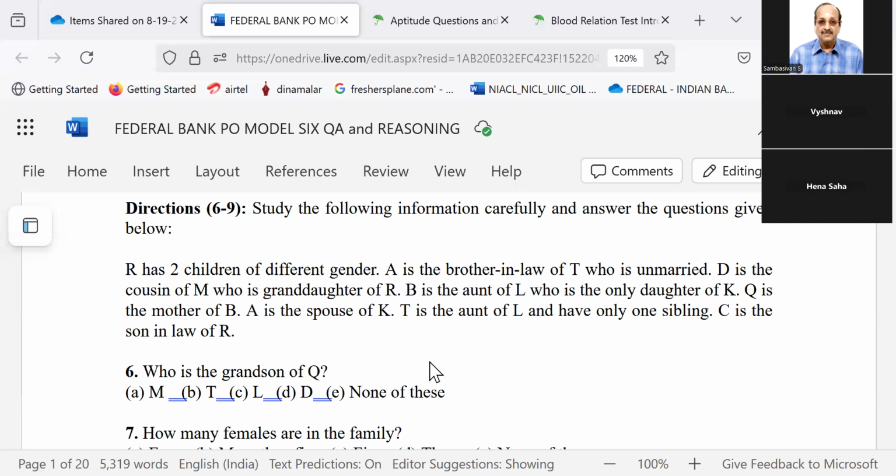T who is unmarried. T is unmarried. A is the brother-in-law of T who is unmarried. That means A is brother-in-law means T must be having a sister, that is K. T must be having a sister, that is K. Then K's husband is A. Yes. Then R has got one more son or daughter. Who is that?